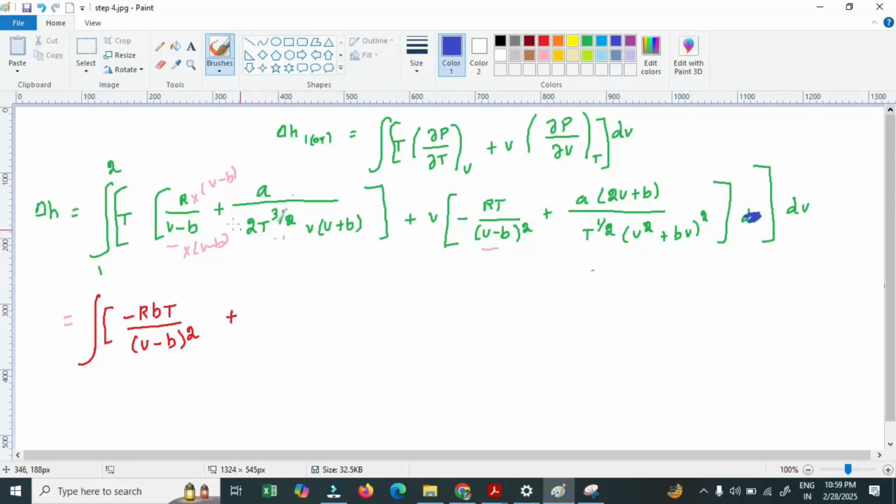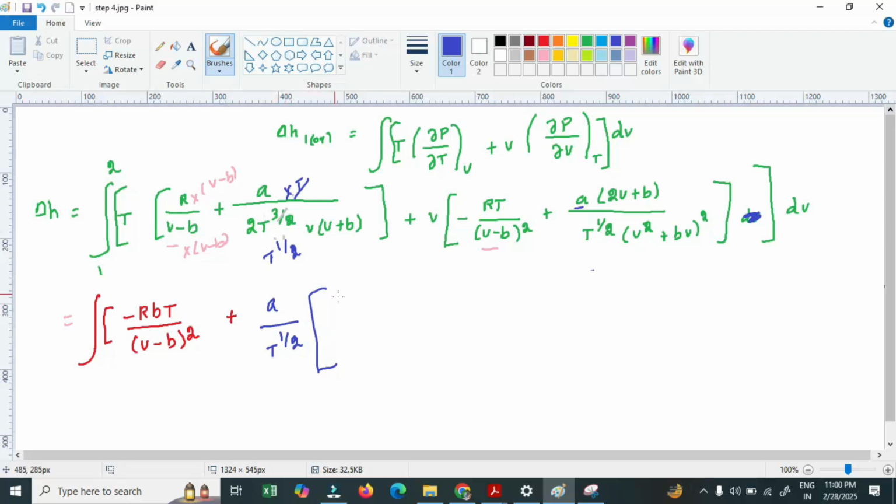Now let us focus on the second term, in which we have A and T power 3 by 2. If you multiply T here, it becomes T power 1 by 2, since this T will be cancelled out. Okay, and let me take A T power 1 by 2 as a common term, and let me write the remaining terms here.